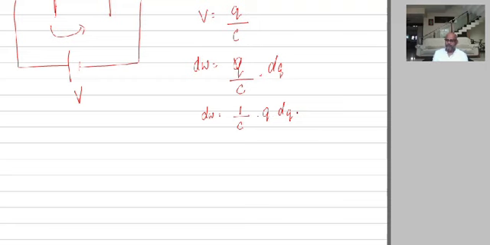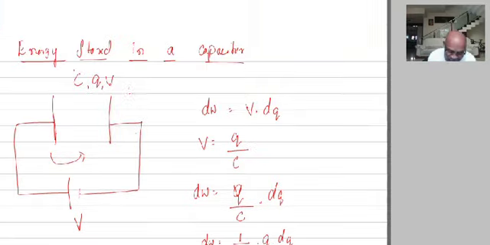Got it? See that if you come to this diagram here, to transfer a charge from one plate to the other plate, this battery has to do work. So suppose dW is the work done in transferring a charge dQ from one plate to the other plate, then dW is given by this equation: dW is equal to 1 by C dQ.